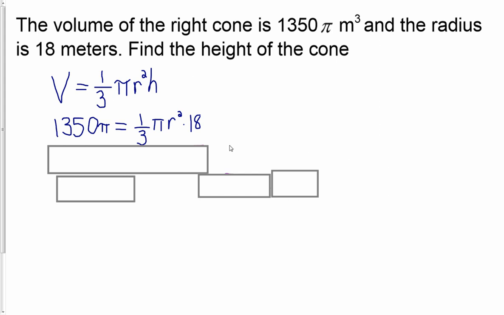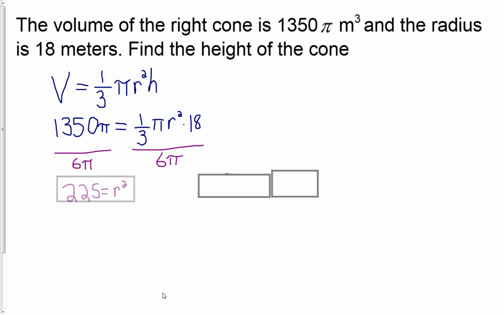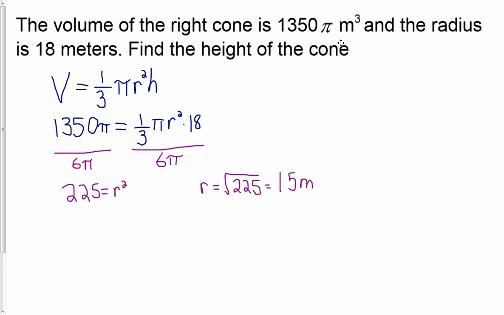So I'm just going to divide by 6 pi on both sides. I don't need to rewrite it. If you can do that simple math, 18 divided by 3 is 6. We've got 6 pi r squared, so we divide by 6 pi on both sides. 6 goes into 1350, the pi's cancel, 225 times, so what times itself equals 225. You can use your square root button if you didn't know, but we're going to get 15 and then add the label back in. It was meters, so our final answer is radius is 15 meters.